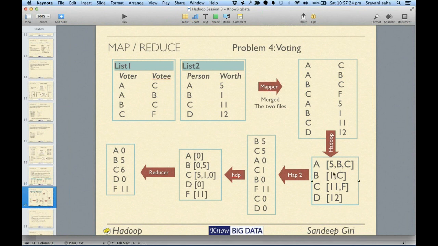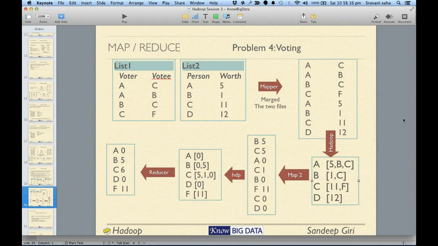And after that, when we list down all the values which each of these people have gained by virtue of this voting, that person's name becomes the key, and once we do the summation of their values, B's value is 5 plus 0, which means 5, C's value is 5 plus 0, which is 5, and A's value is 0, that is okay. And now again F's value is 11, which is okay, and so on. C's value is 1 plus 5, which is 6. Alright? So this is how it is.